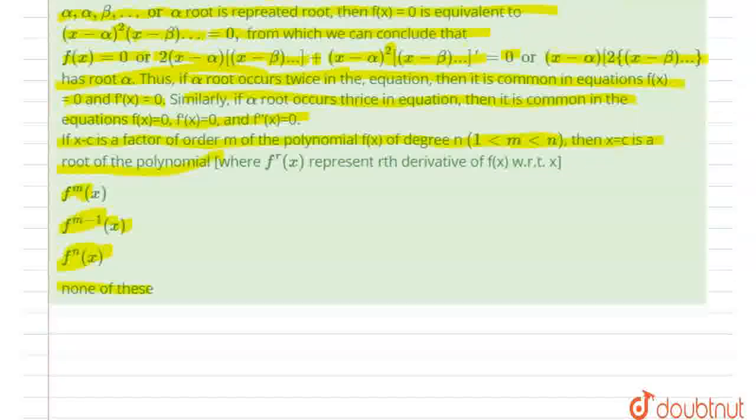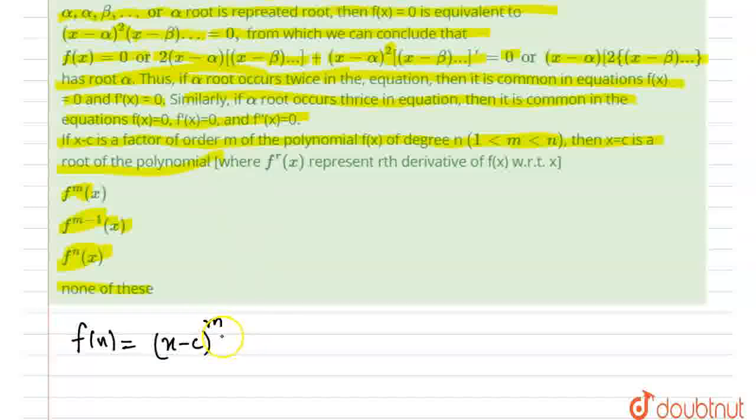Now let's look at the question. It says that if x - c is a factor of order m of the polynomial f(x), that is f(x) = (x - c)^m, order m, times other factors. Suppose we write the other factors, it will also be a polynomial. We can straight write it as g(x). So f(x) equals this. Now let us look at f'(x).